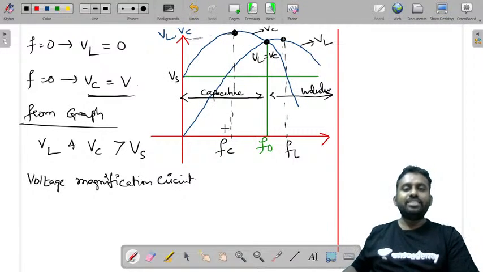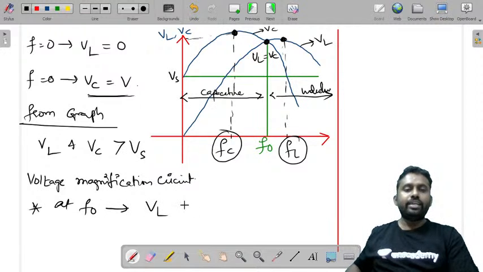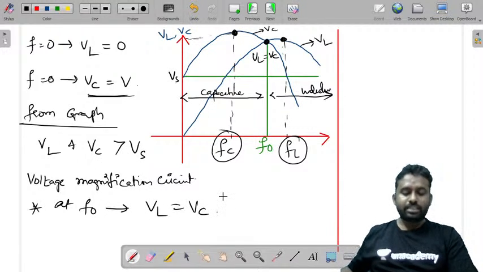Now how do you find these frequencies FC and FL? FC is the frequency at which the voltage across the capacitor is maximum, and FL is the frequency at which the voltage across the inductor is maximum. Almost these will be at this point. Now the other important point is that at resonant frequency, voltage across inductor is equal to voltage across capacitor.